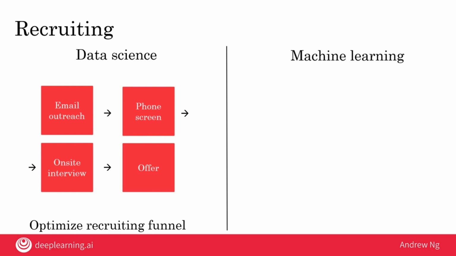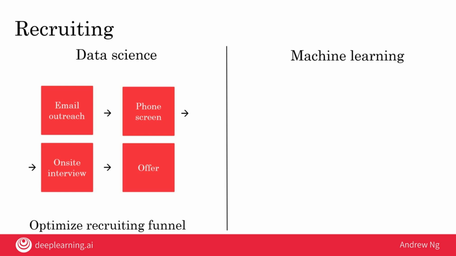And in fact, many recruiting organizations are doing so today. For example, if you find that hardly anyone is making it from the phone screen step to the on-site interview step, then you may conclude that maybe too many people are getting to the phone screen stage, or maybe the people doing the phone screen are just being too tough and they should let more people get to the on-site interview stage. This type of data science is already having an impact on recruiting.